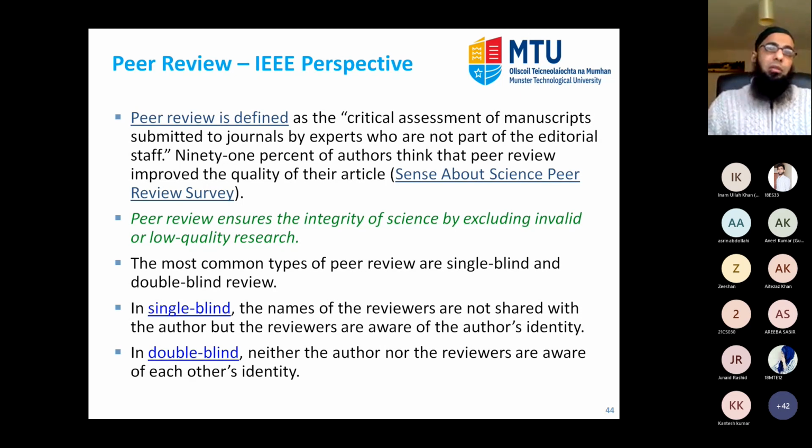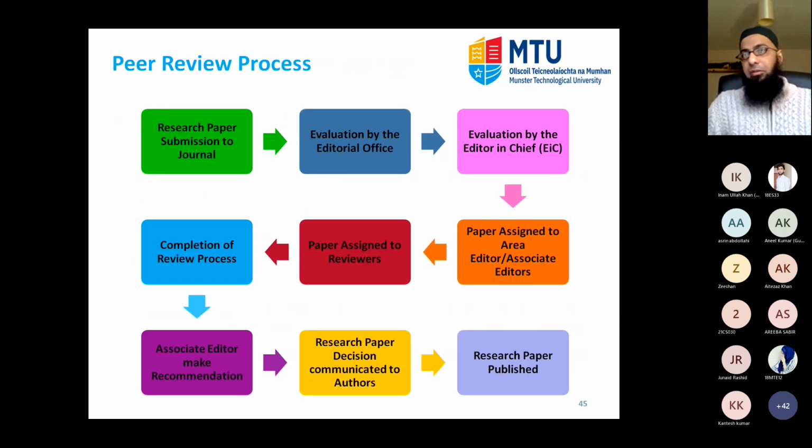There are some journals which are following single blinded review. There are some journals which follow double blind review. Both have their own advantages and disadvantages. Now, coming to the peer review process, how basically things work.